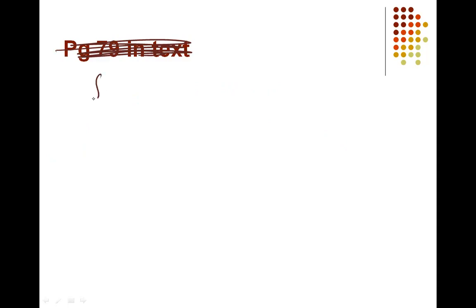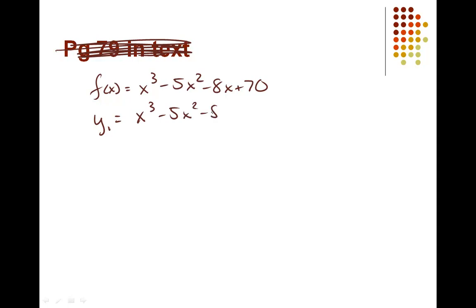Let's take a function, and this is in your textbook under example 1. We're going to use x cubed minus 5x squared minus 8x plus 70. So go into y sub 1 and enter this equation into your graphing calculator. This is a cubic function, and when you look at it, you're going to have to expand your window. If you look on page 80, they go all the way up to 70 here.